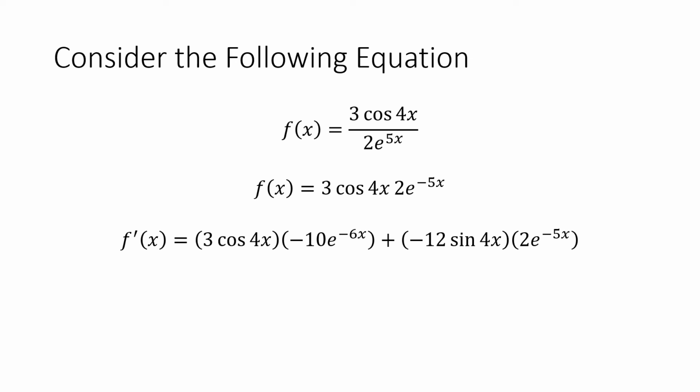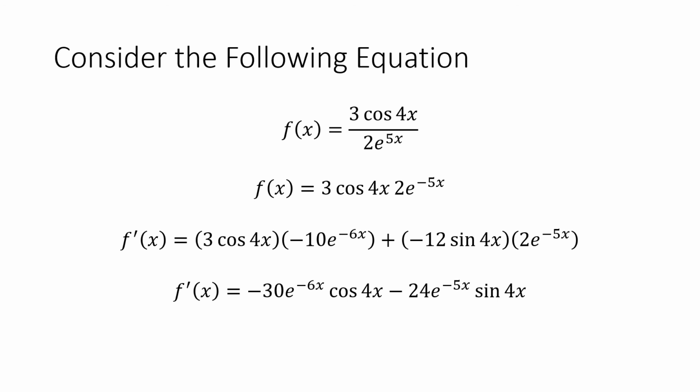Plus the derivative of the first function, which is going to be negative 12 sine 4x. Since we are also once again using the chain rule, cosine changes to sine, and we multiply by the inside, which is 4x. Then we multiply all that by the second function, which in this case is 2e to the negative 5x.